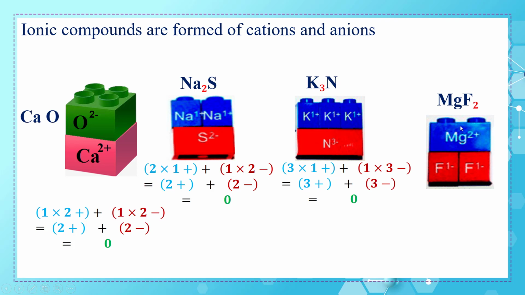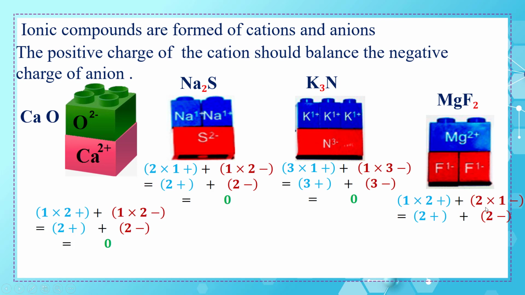And finally, the ionic compound MgF2, made up of magnesium ions with fluoride ions. The Mg has a 2+ charge, while each fluoride ion has 1-. Let us calculate the charge, starting with magnesium. 1 magnesium multiplied by 2+, and the number of fluoride ions is 2, multiplied by the charge of each fluoride, which is 1-. 2+ and 2-, the answer also is 0.